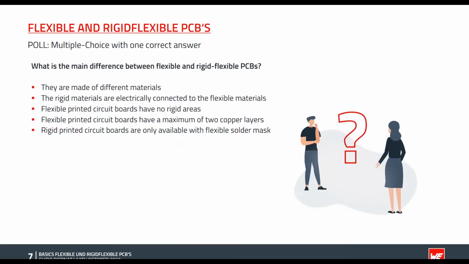Okay. I think the answer is clear. The right answer was the rigid materials are electrically connected to the flexible materials. For example, the wrong answer, flex printed circuit boards have no rigid areas. It is possible you use stiffeners in areas of the flex print, for example.